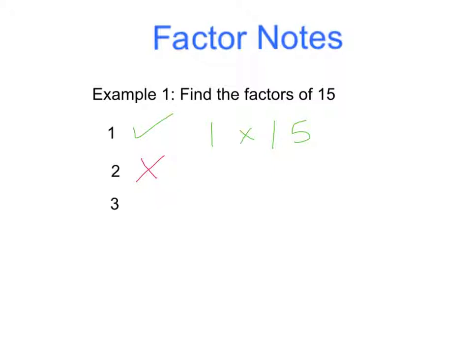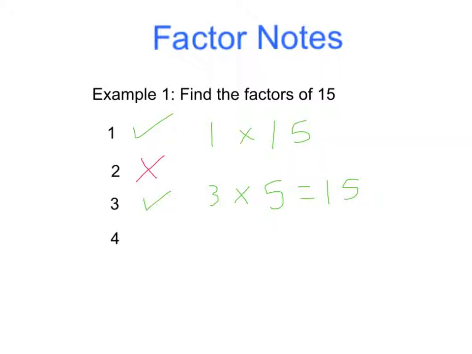Our next number to test is 3. So let's think of the divisibility rule for 3. We have to add the 2 digits together and see if they're divisible by 3. So 1 plus 5 equals 6. Well, we know 6 is divisible by 3, so 15 must be divisible by 3. So now we have to figure out 3 times what equals 15. Well, 3 times 5 equals 15. So that means that 3 and 5 are also factors of 15.